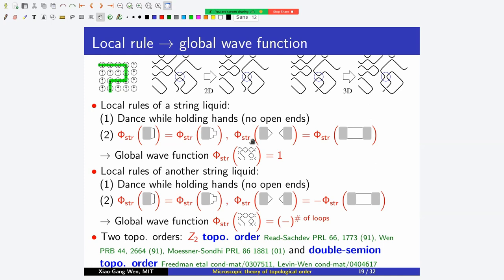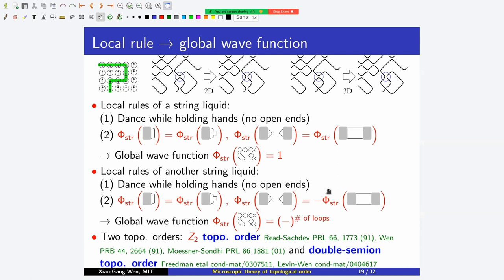It turns out that both rules are local rules. Therefore we can design a local Hamiltonian to specify this kind of rule in the ground state wave function, in terms of projectors. And that gives us its global wave function, just a superposition of all loops with equal weight. And actually the second wave function is also okay. We just modify the second reconnection rule. After reconnection, the two wave functions have a minus sign.